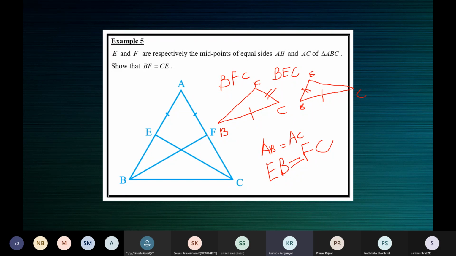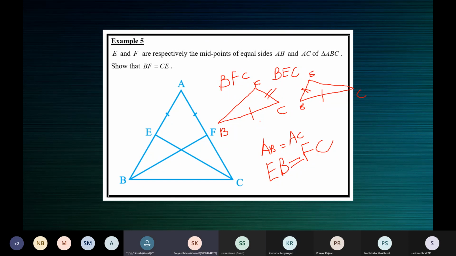I've shown this triangle first, children. So see here, EB is equal to FC. So the first thing is BC is equal to BC, common side. Then AB is equal to AC, half AB is equal to half AC, so EB is equal to FC. Next, one more. Ma'am, angle BCF is equal to angle CBE.